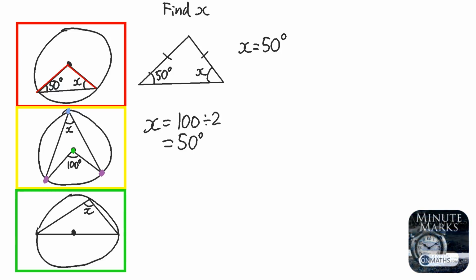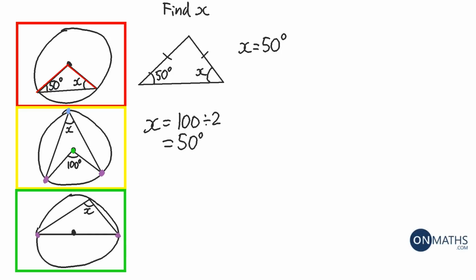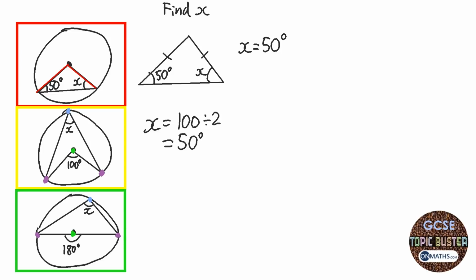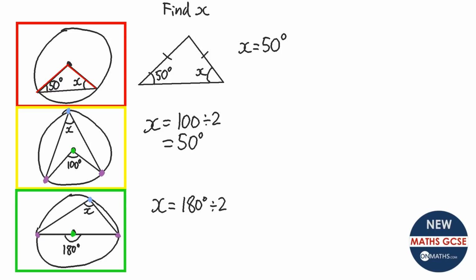And the reason is that the angle at the centre is twice the angle at the circumference. The angle at the centre is the one in green, the angle at the circumference is the one in blue. Now, following that, we've got exactly the same situation in the last point. We've got 2 points on the circumference. We've got an angle at the centre, and we've got an angle on the circumference. This time the angle at the centre is 180 degrees. And that's a diameter that we've drawn between the 2 purple lines. So therefore x is going to be 180 degrees divided by 2, which is 90 degrees.